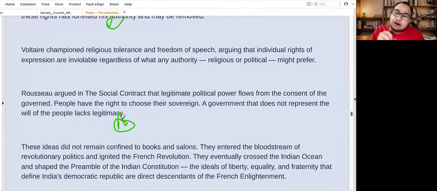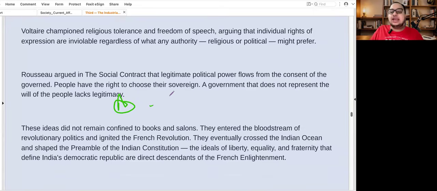So we are the powerful. The people who are serving the will of the people cannot impose their will on the people. It is against the spirit of democracy. Now, these ideas did not remain confined to books. They became the spirit of a revolution, which is called the French Revolution.